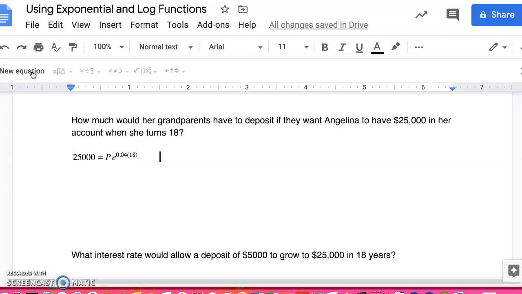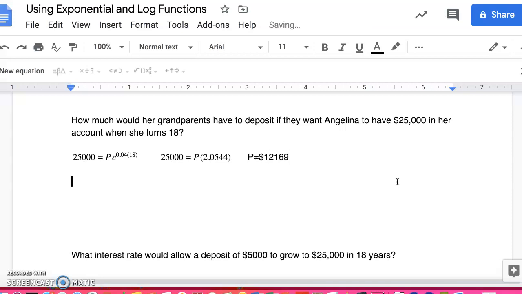And so now we solve this thing. Well, you got to remember that e is a number. So this e to the 0.04 times 18 is a number. Okay, so we just need to use a calculator to figure out what that number is. So we got P times whatever that stuff is. So e to the power of 0.04 times 18 is 2.0544. We'll leave some decimals in there. And so now to solve for P, we just need to divide 25,000 by that decimal.